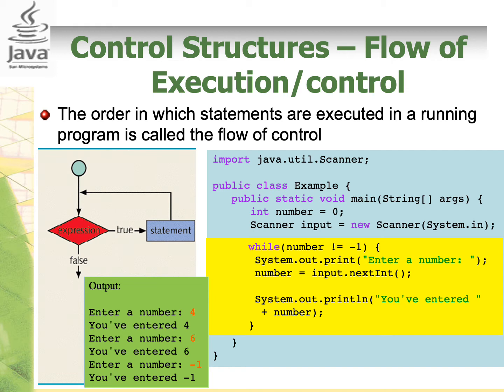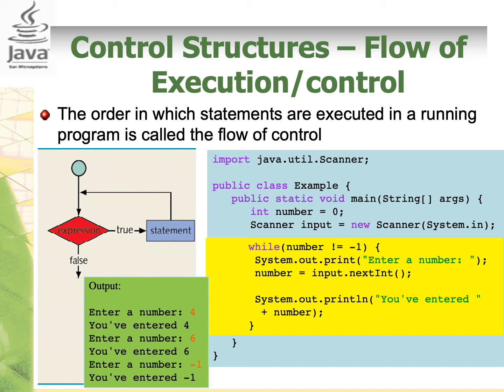An example of the code, here we have while number not equal to -1, meaning that if the user enters the value -1, the program will end. If the user enters other numbers than -1, it will repeatedly ask the user to enter a number and display the number entered.